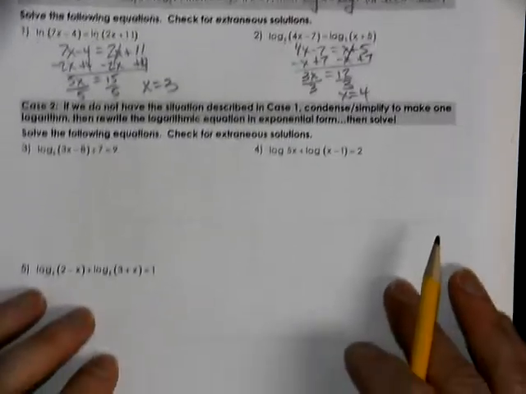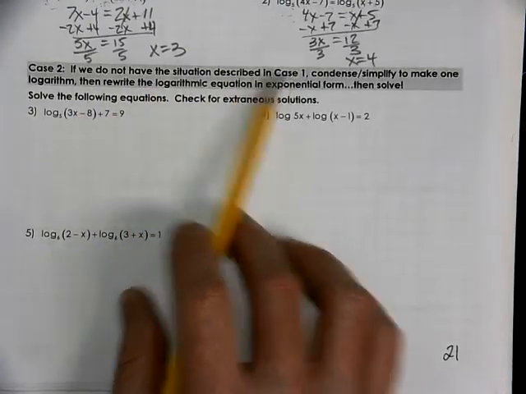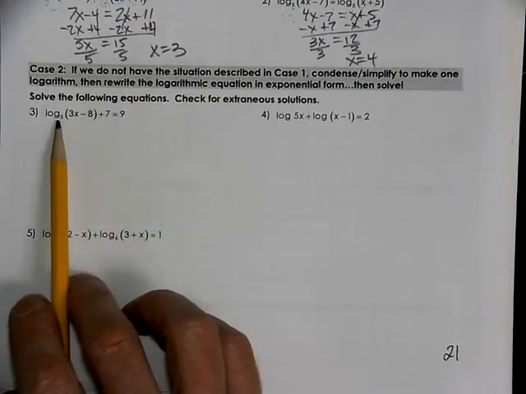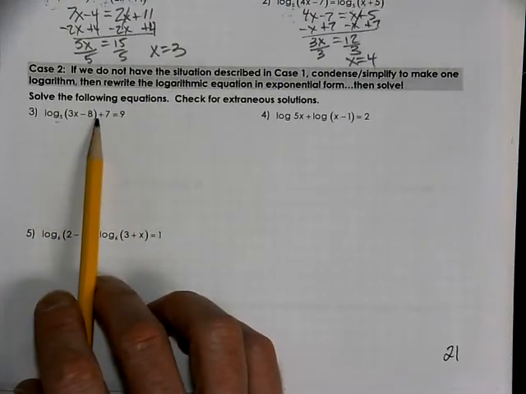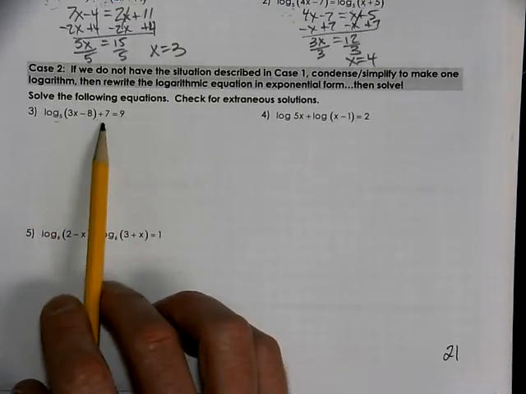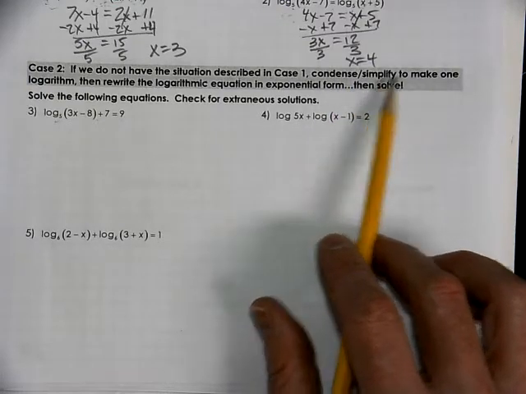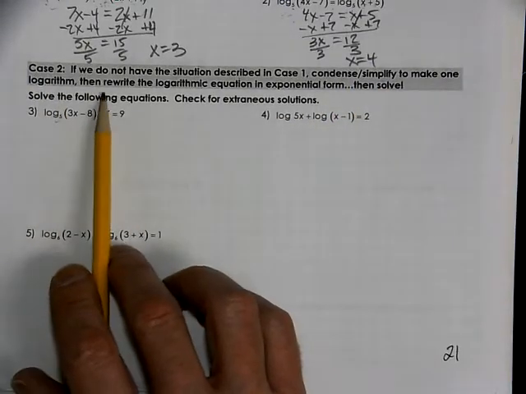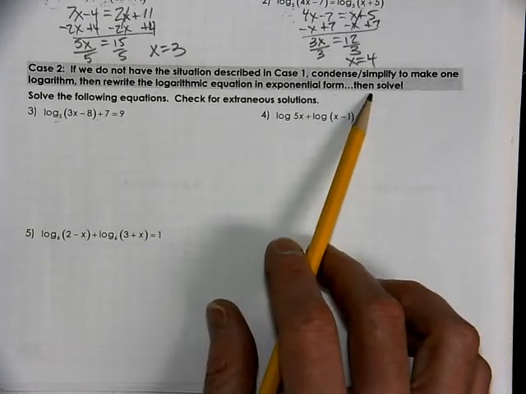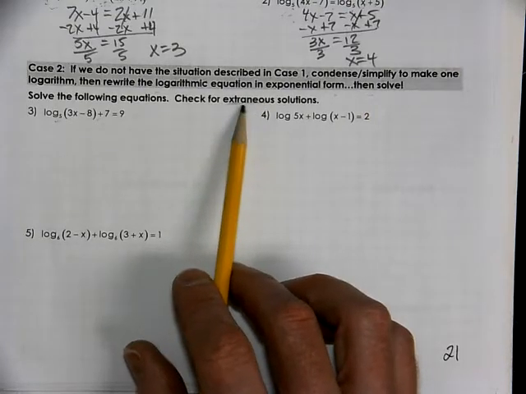Okay, case number 2. If we do not have the situation up top, if we do not have two logarithms that equal each other, like over here, we have a logarithm that equals a constant value. We only have one logarithm. We're going to have to condense or simplify to make one logarithm. Then we're going to rewrite the logarithm in exponential form so we can solve it. We've got to watch out for extraneous solutions.